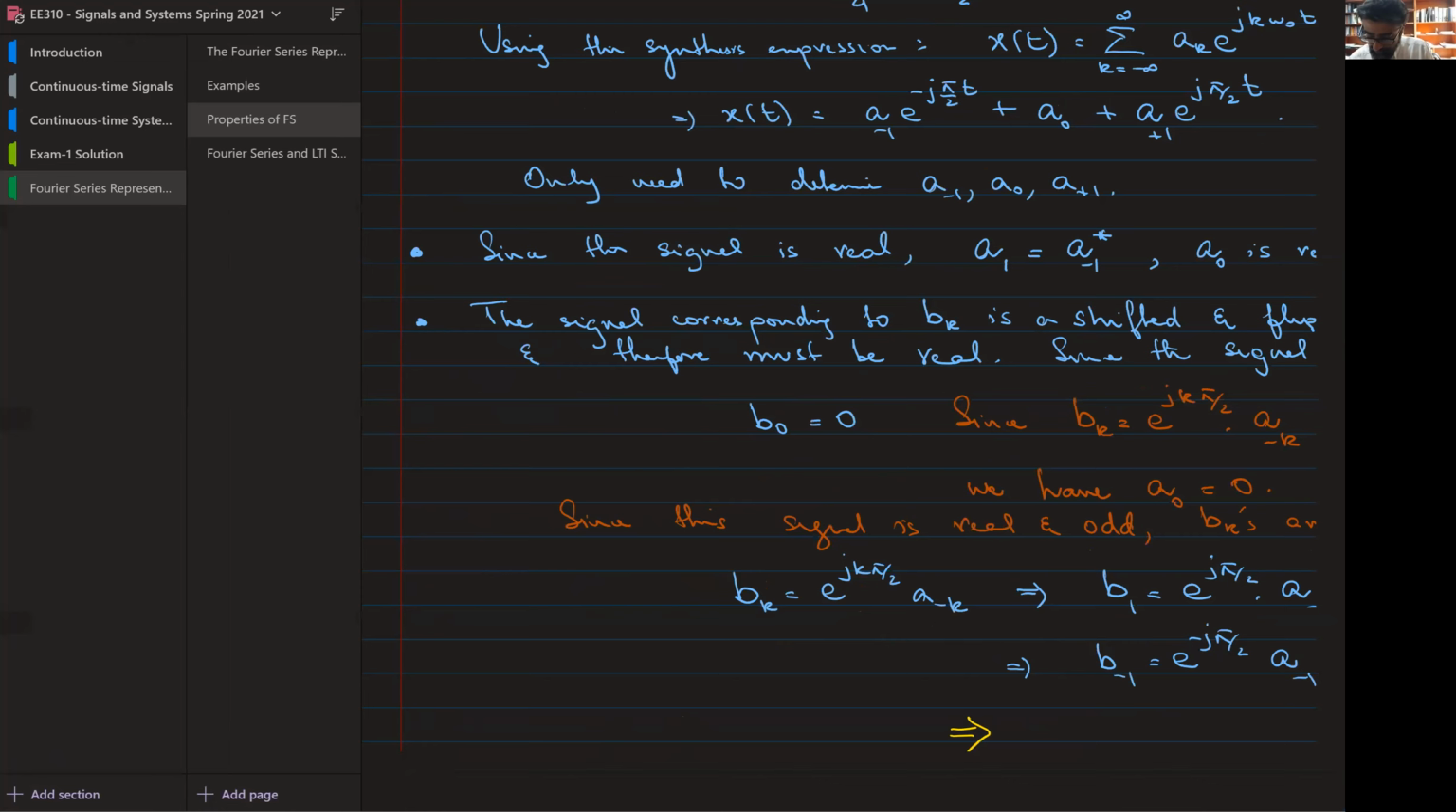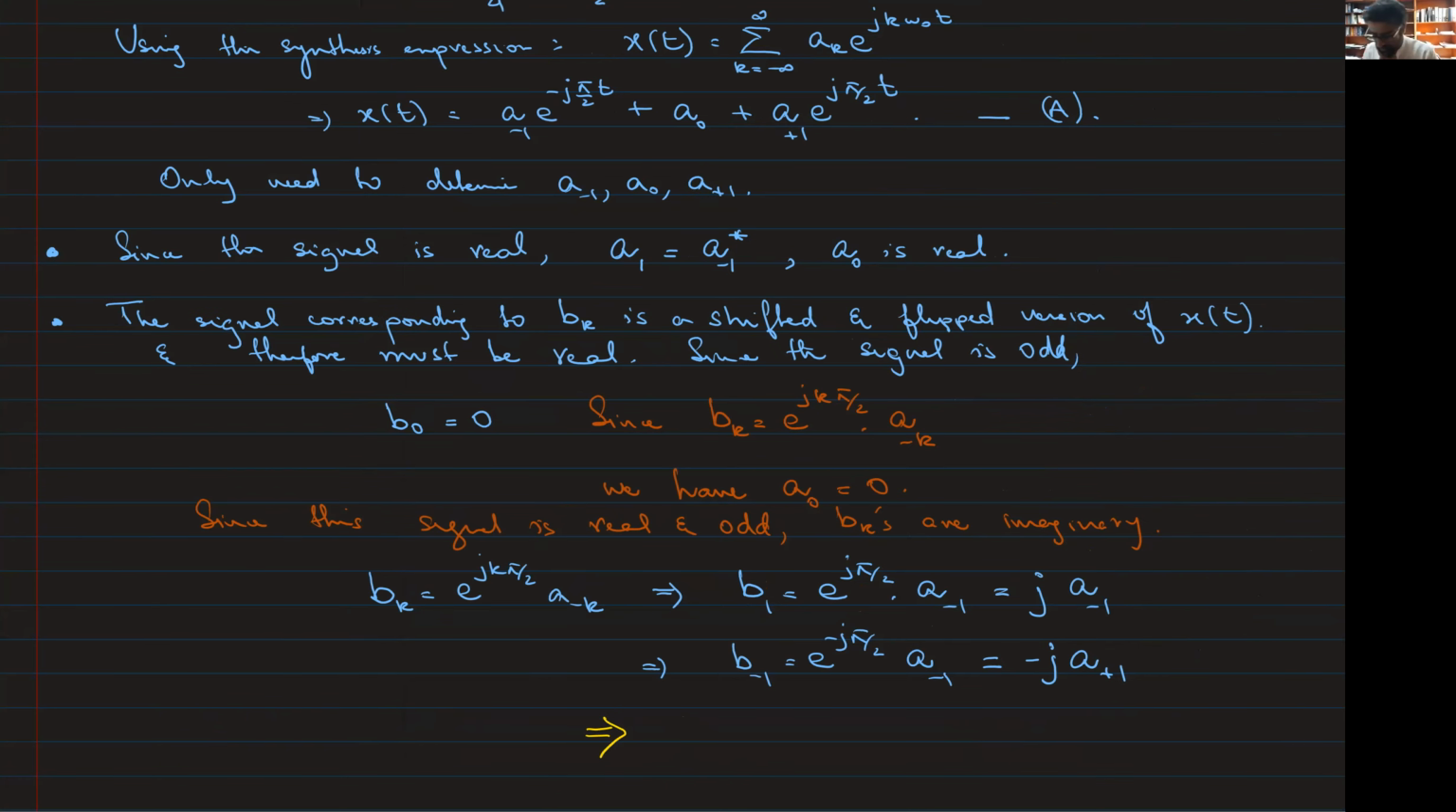Which was K if B1 equals j times A minus 1. And if I know that B1 is purely imaginary, this must imply that A minus 1 and A plus 1, they must be real. Okay, so they must be real.